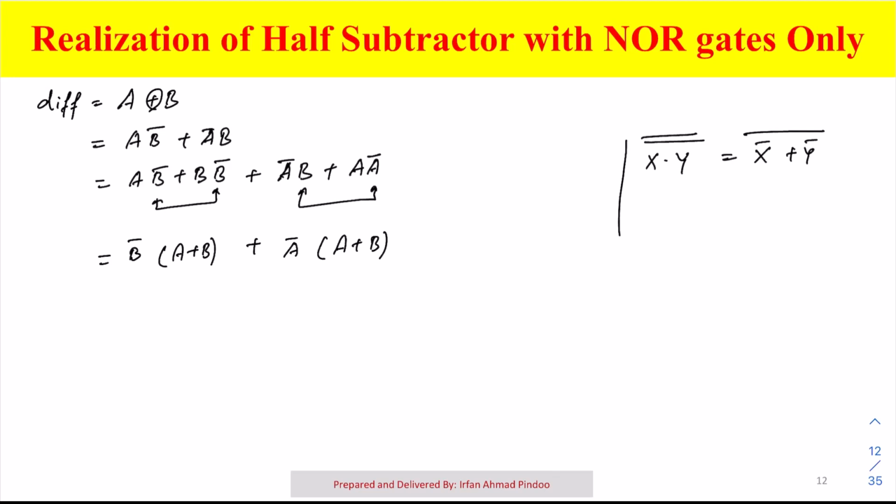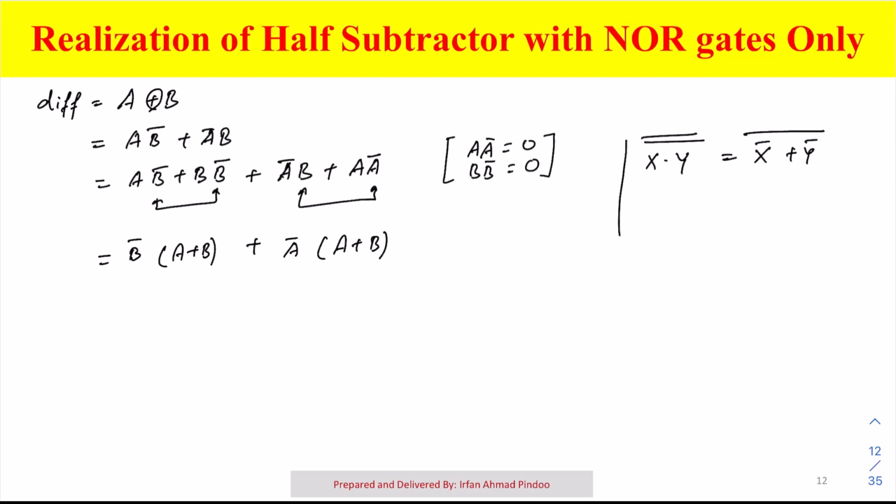Welcome back, students. In this video we will talk about realization of half subtractor with NOR gates. We know that the equation of the difference for half subtractor is A XOR B. Like we did in our previous videos regarding half adders with NOR implementation, we have written A XOR B as AB bar plus A bar B, and we have used some terms here like BB bar and AA bar, because we know from the property that A into A bar is 0 and B into B bar is 0, so they shall not affect our equation.